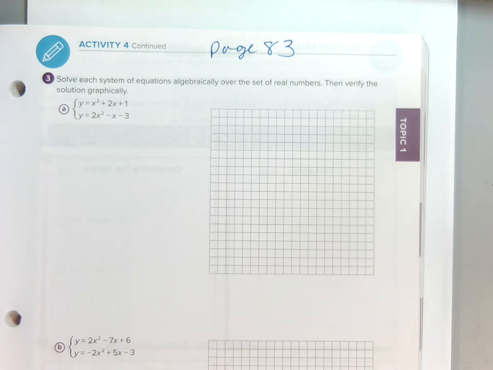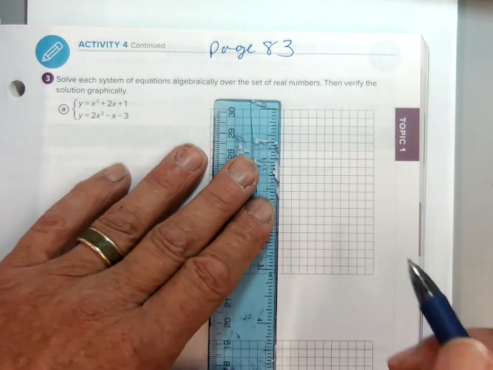So I'm going to get out my pencil, get out my ruler, looking for that stuff right now. Where's my ruler? Doggone it. I want to do this freehand. Okay, here we go. All right.